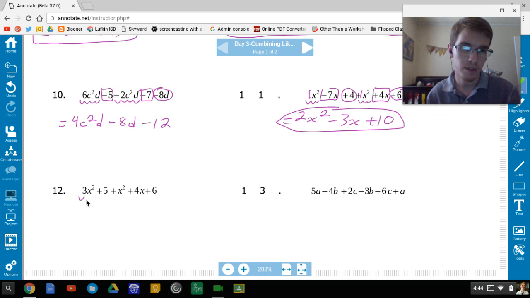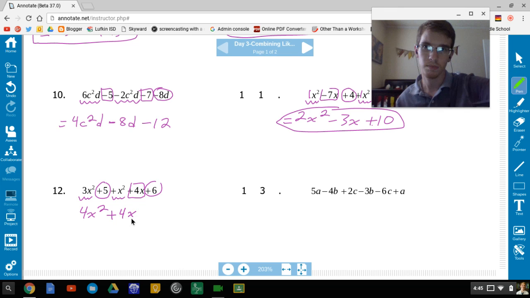Number 12, 3x squared plus a 5x plus 1x squared, 4x, that is not an x. 3x squared and x squared go together, plus 5 plus 6 go together, and we have plus 4x. So we should get 4x squared. 4x squared plus 4x. And then combining those to the 5 and the 6 plus 11.